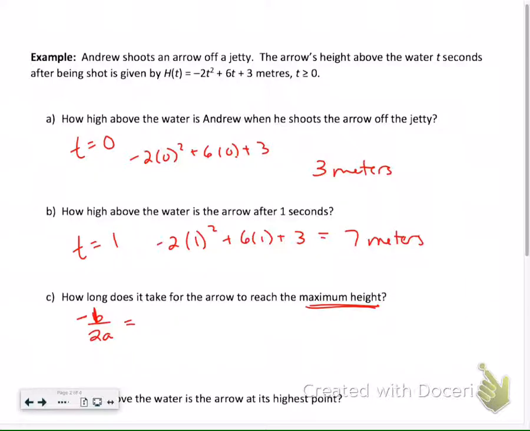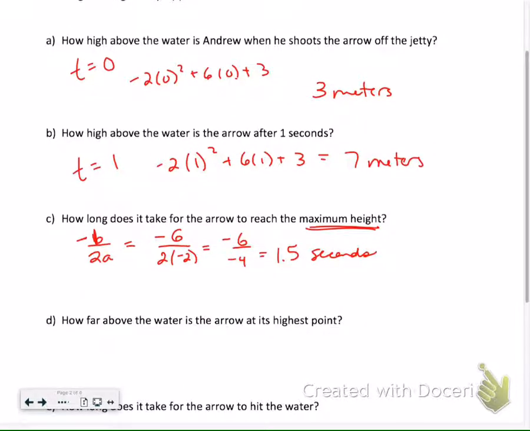In this case, my b value is 6, so negative 6. My a value is negative 2. Negative 6 over negative 4 is 1.5. They wanted to know how long it takes, so that's how long it takes.